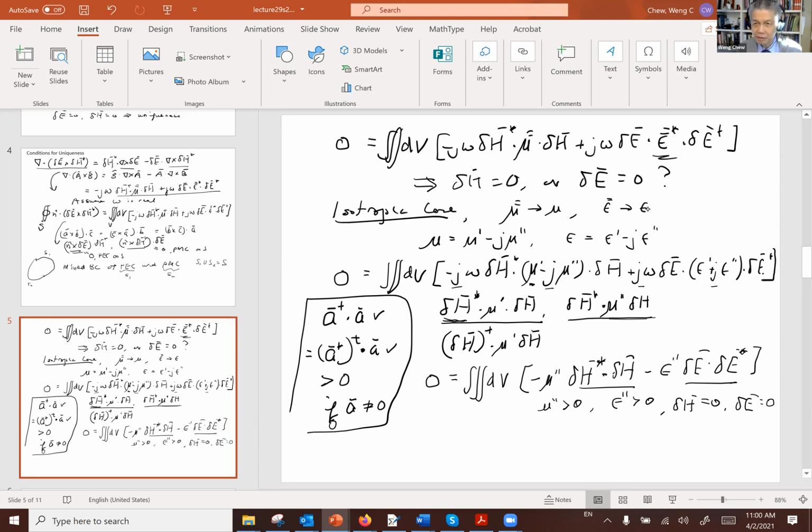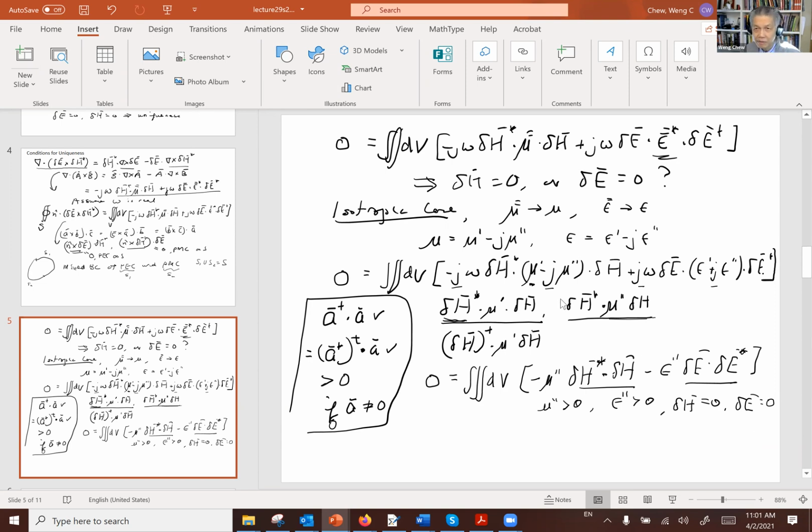So if we put in a small amount of loss and take the imaginary part of this equation, we arrive at an equation that can only be satisfied if these two are equal to 0. And voila, we are done. We have proved that if there is a small amount of loss, the different solutions have to be 0, and uniqueness is guaranteed. Can you see that?